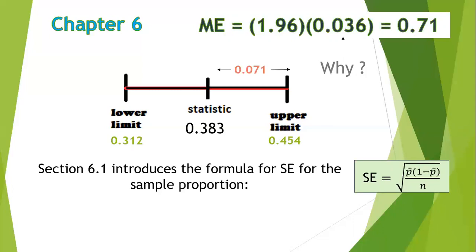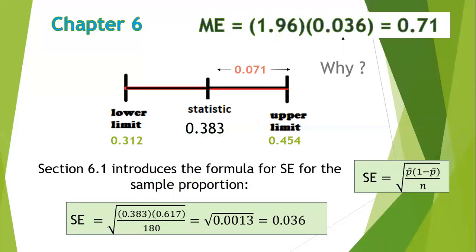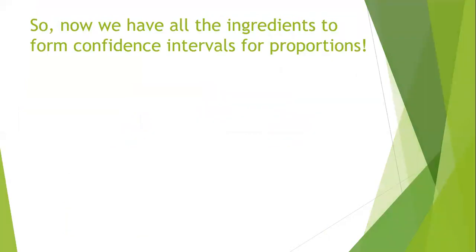If we use that formula here, substituting in our 0.383, which was our p hat, we find that the square root of 0.383 times 0.617 divided by 180, which was our sample size, gives us the square root of 0.0013, which evaluates to 0.036. And here is the answer to the mystery. Why was the standard error about 3.6%? Because our formula indicated that it should be so. And now with this, we are fully equipped to find the confidence interval for any population proportion. We have all the ingredients that we need.